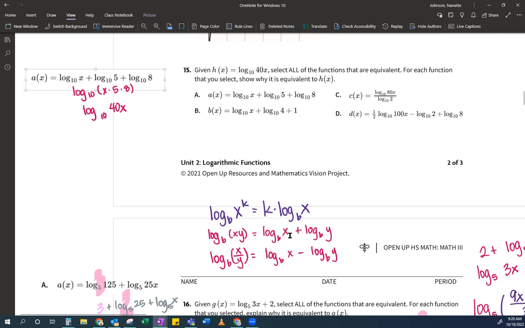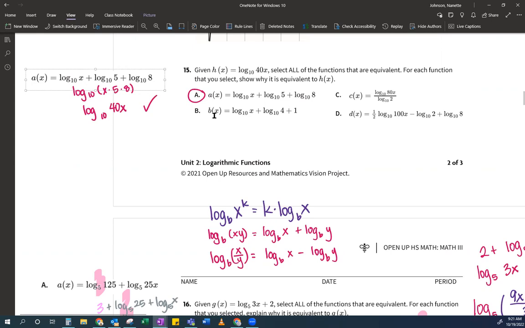So it says, if it's adding out here, then inside the argument, you're going to multiply. So these were adding. So I multiplied inside, x times 5 times 8, right? And then I actually multiplied to get 40x. So this to me, log base 10 of 40x and log base 10 of 40x are exactly the same. So yeah, this works. They're exactly the same. So the only answer they're looking for here is that you can actually show that they're equivalent.